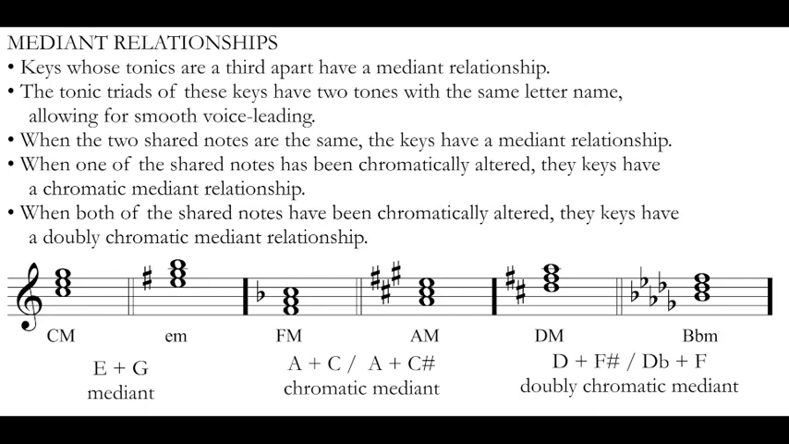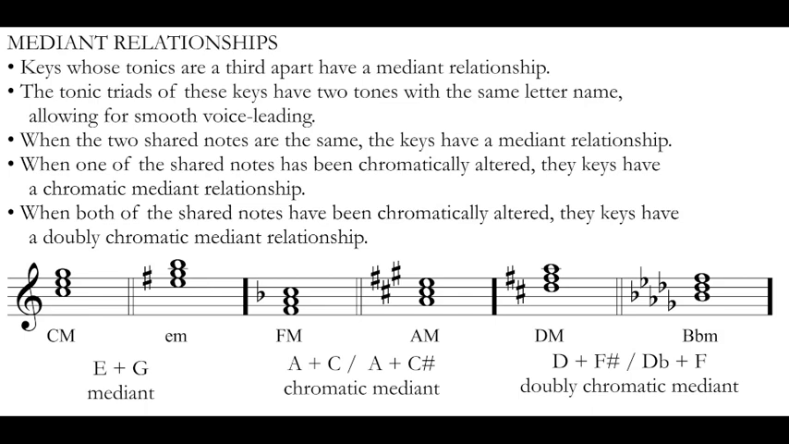Keys whose tonics are a third apart are said to have a mediant relationship. And we remember that mediant is the name of scale degree 3 in our scales, so it shouldn't be surprising that it's related to thirds. The tonic triads of mediant relationship keys have two tones with the same letter name, and this means that there's a pretty smooth connection between a lot of these mediant keys. This is nice for a lot of music that wants to move between these keys, because you're allowed to keep a lot of these notes.